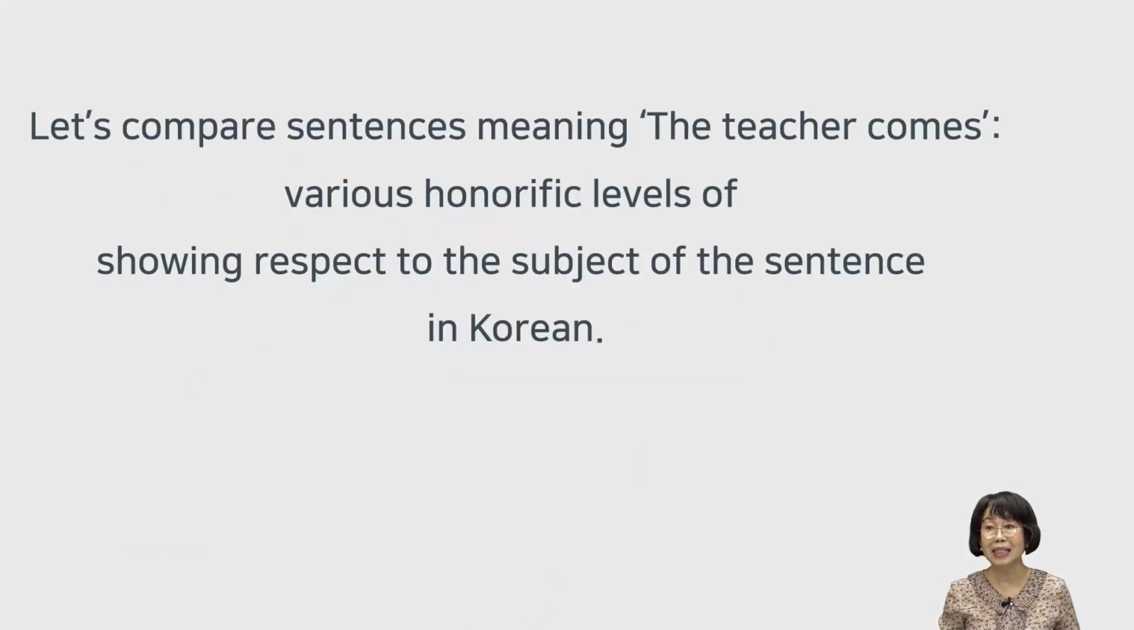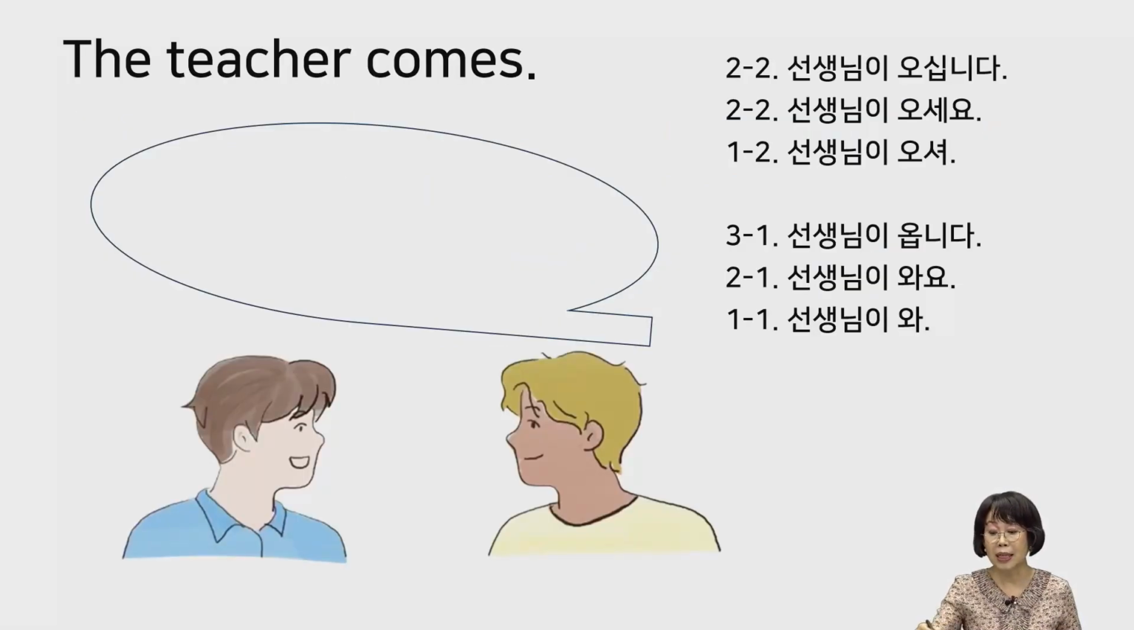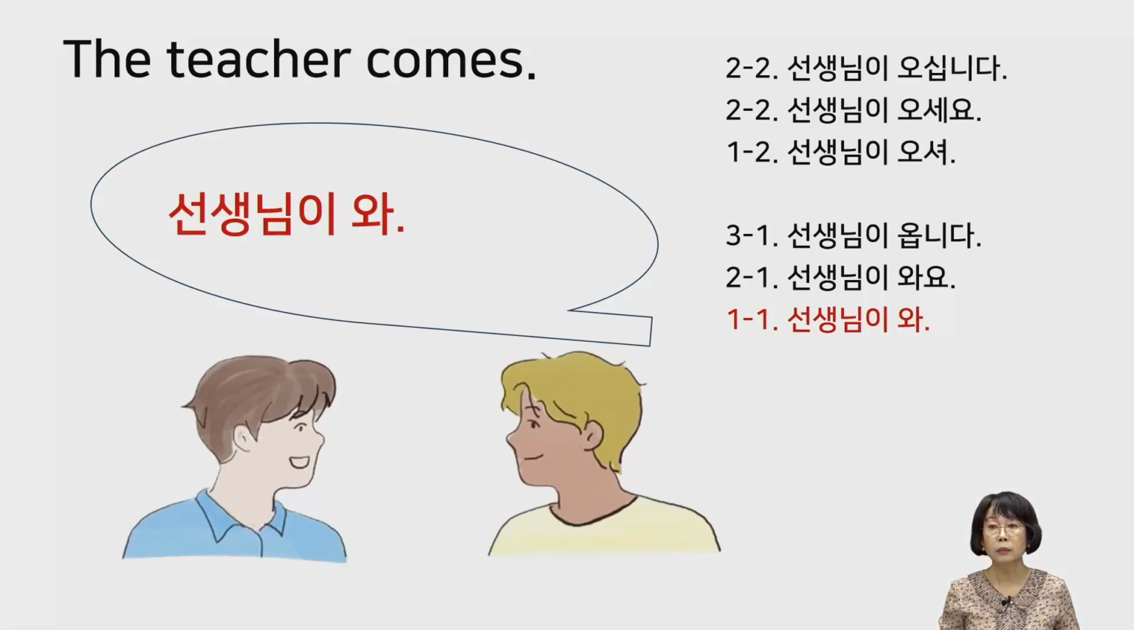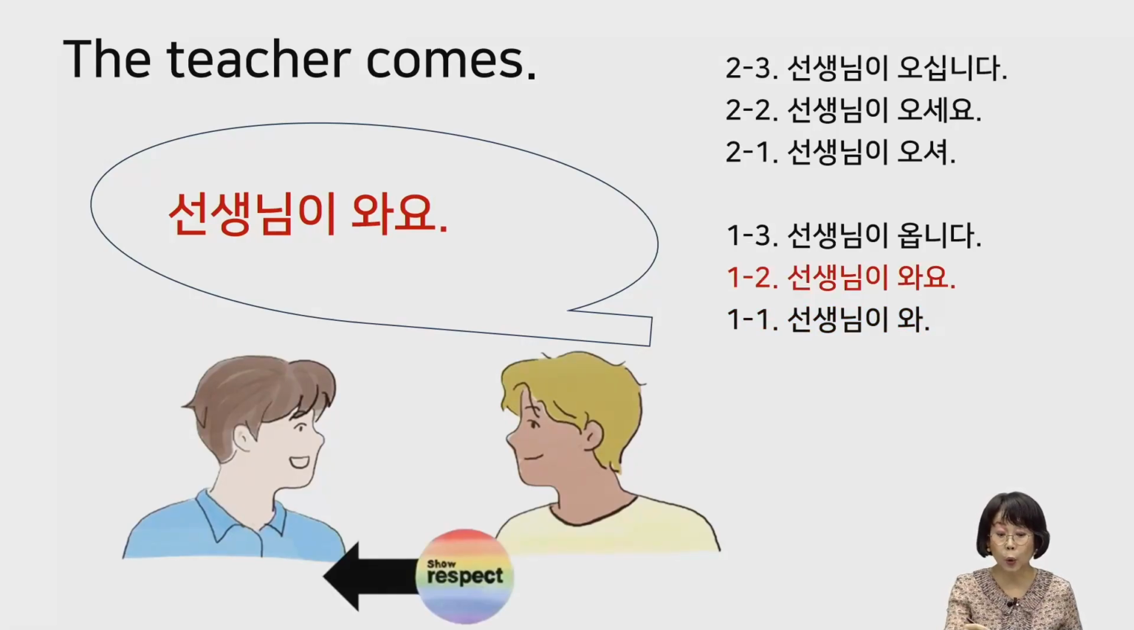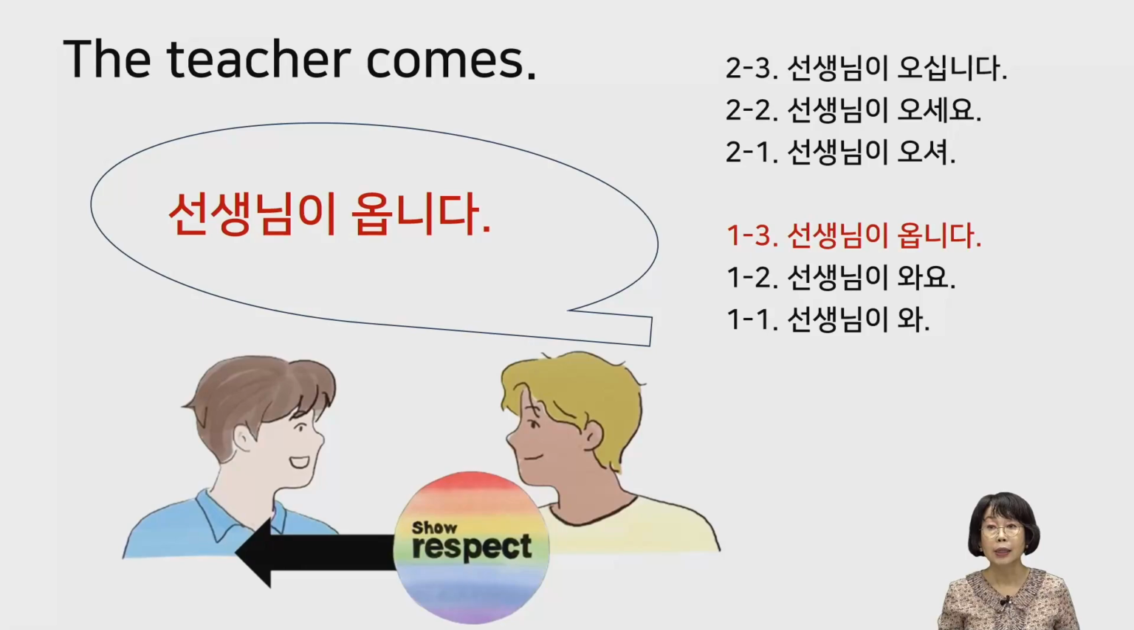Let's compare sentences meaning "the teacher comes," with various honorific levels of showing respect to the subject of the sentence in Korean. 선생님이 와, 선생님이 와요, 선생님이 옵니다, 선생님이 오셔, 선생님이 오세요, 선생님이 오십니다. Let's compare them. 선생님이 와, casual. 선생님이 와요: you can express respect to the listener. 선생님이 옵니다, formal, high respect.